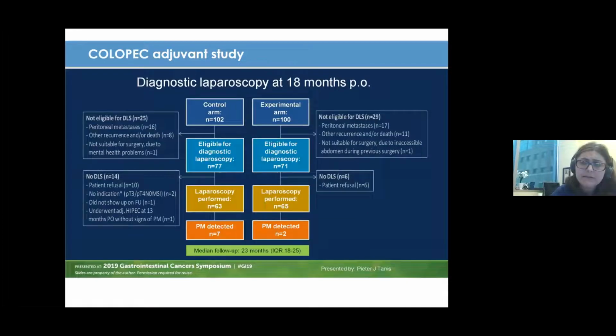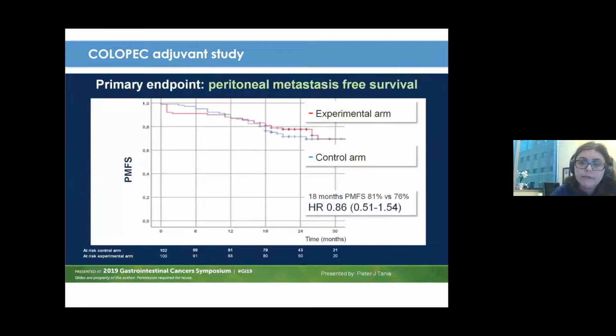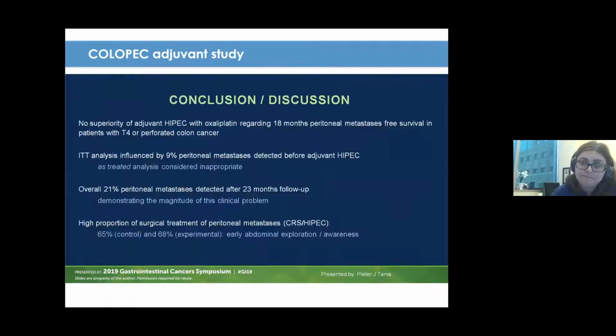This is the diagnostic laparoscopy at 18 months. And you can see here that, in the control group, peritoneal metastasis was detected in 9 patients, and in the HIPEC arm, it was detected in 2 patients. It was a small number of events, so there was really no difference in terms of experimental versus control arm.